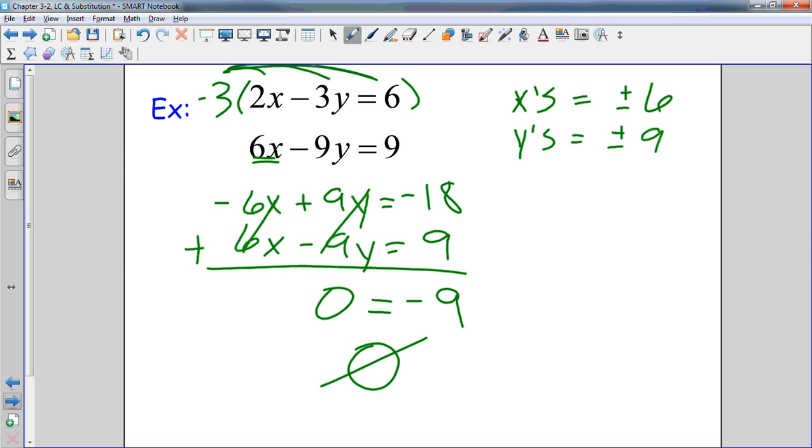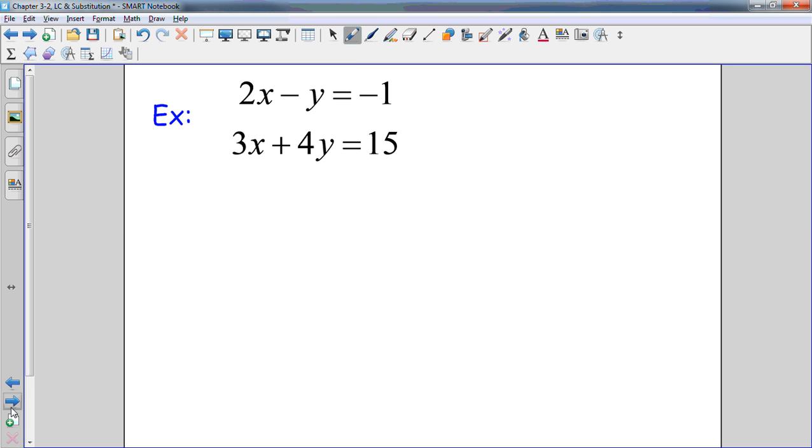Okay? Do another one. All right. What am I looking for in my x's? What's my least common multiple? Plus or minus 6. Y? Plus or minus 4.